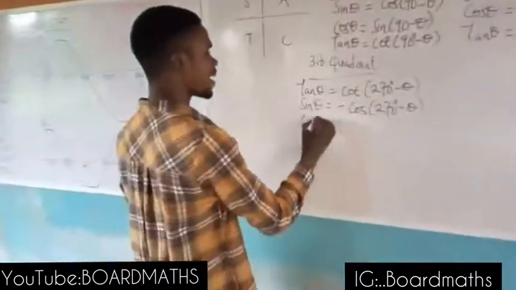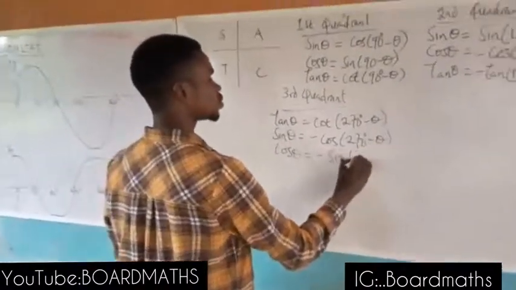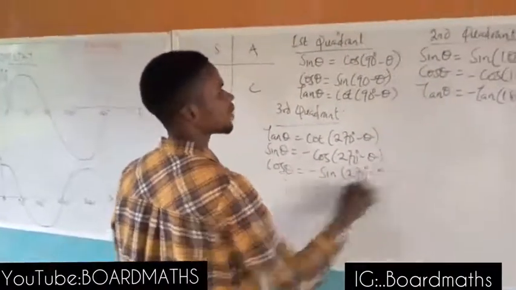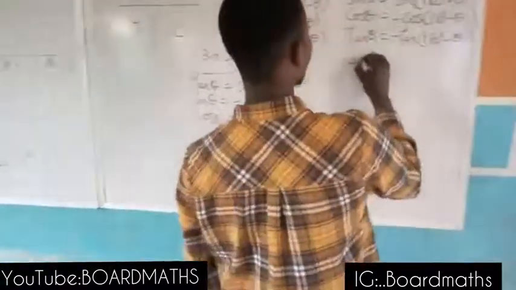Also, our cos theta is minus sine of 270 degrees minus theta. So that's that.